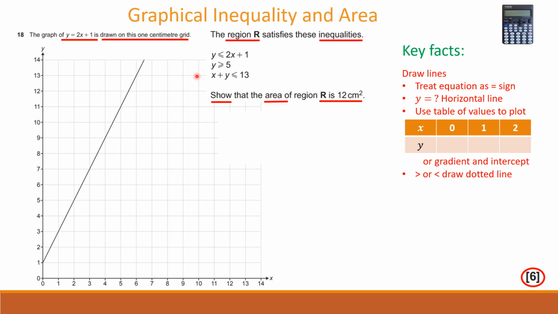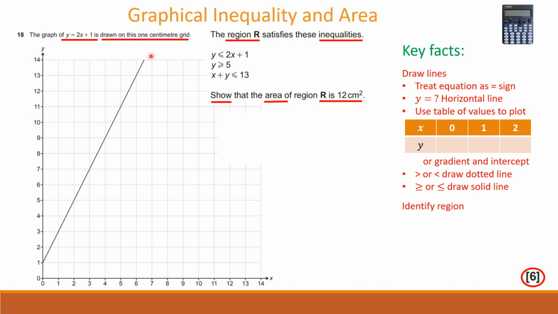Now you've got to decide whether you're going to be drawing a whole or solid line, like you can see here, or whether it will be dotted. Now if it's just greater than or less than, it's going to be a dotted line. But if it's greater than or equal to or less than or equal to, you draw a solid line. So in this case here, these have all got the equal to signs in, so they're all going to be solid lines like the one you can see here.